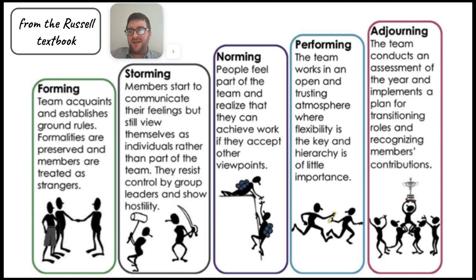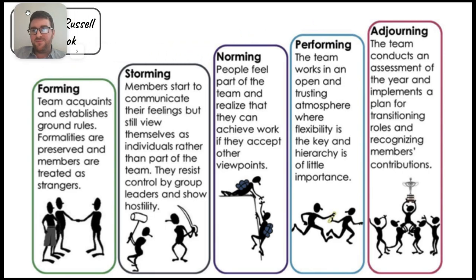Storming is when some conflict might come along. They start to communicate their feelings, but they're still looking at themselves as individuals rather than team members. They're likely to resist control by group leaders. There might be some hostility. Norming, they begin to feel like they're part of a team. They value and recognize the perspectives of others, and they start to establish their roles and responsibilities within that team.